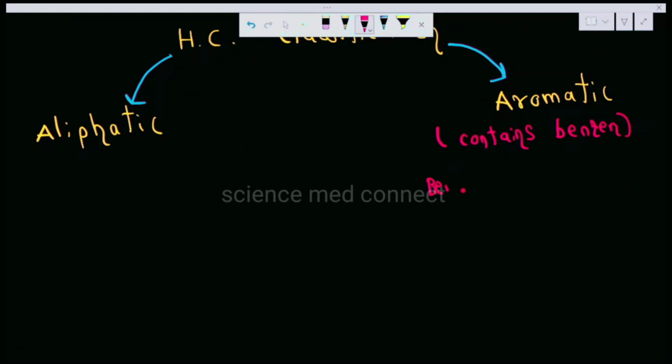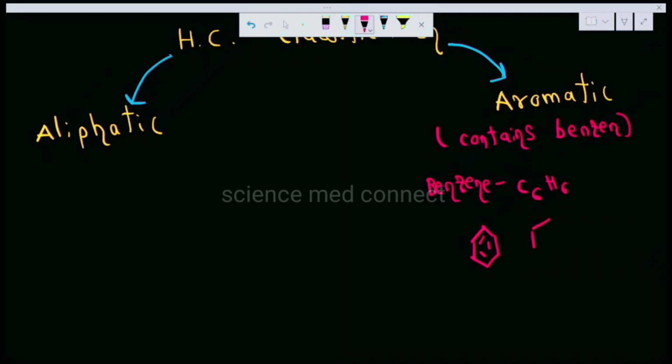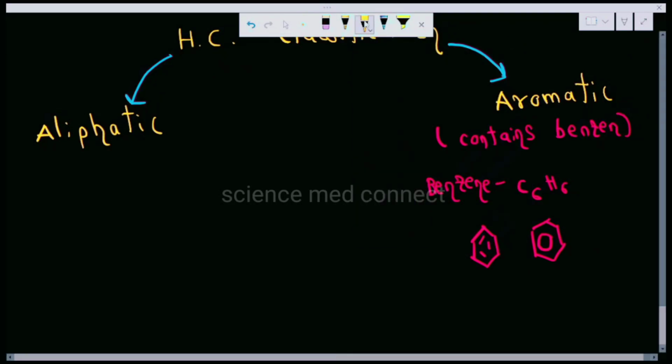So what is benzene? Benzene is a ring shaped molecule. The molecular formula of benzene is C6H6 and this is how you draw a benzene molecule.